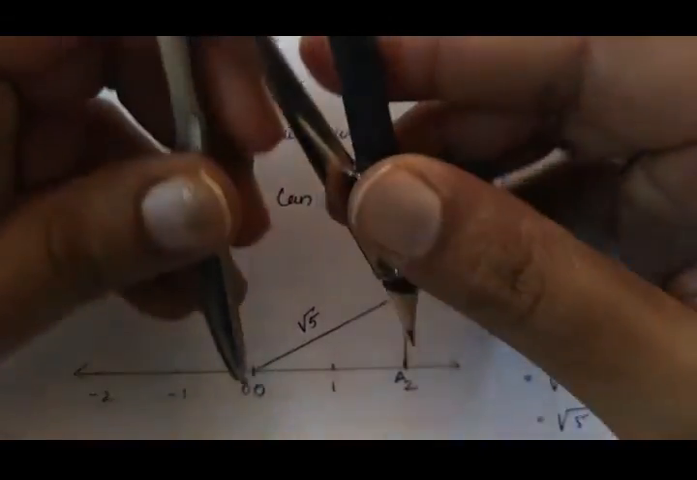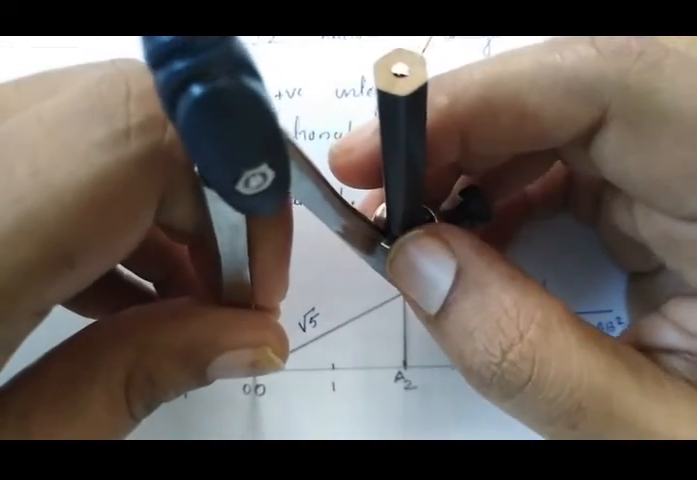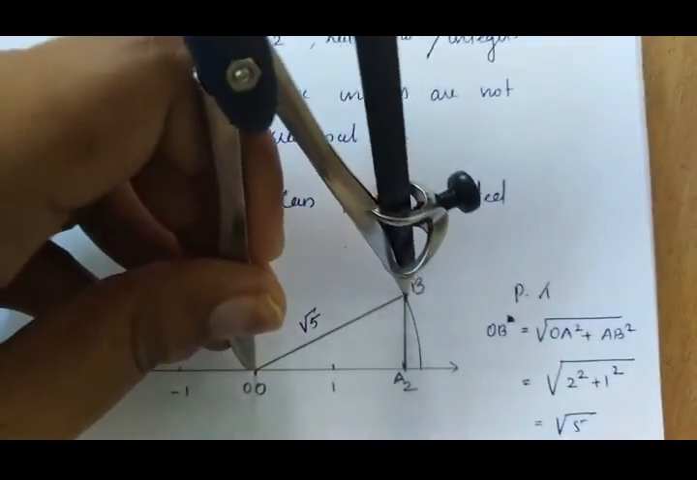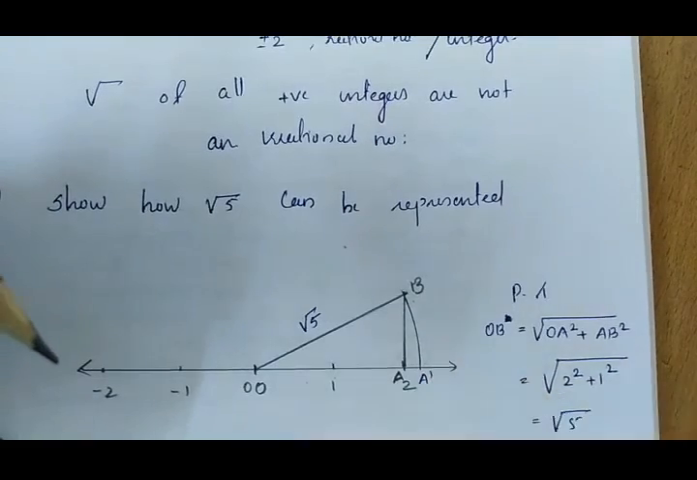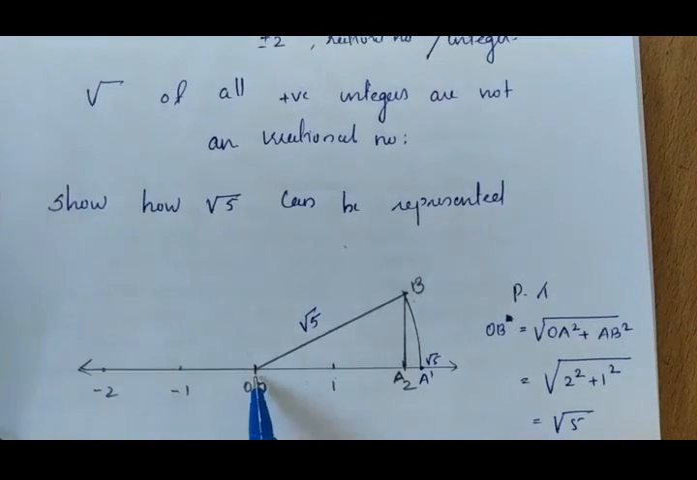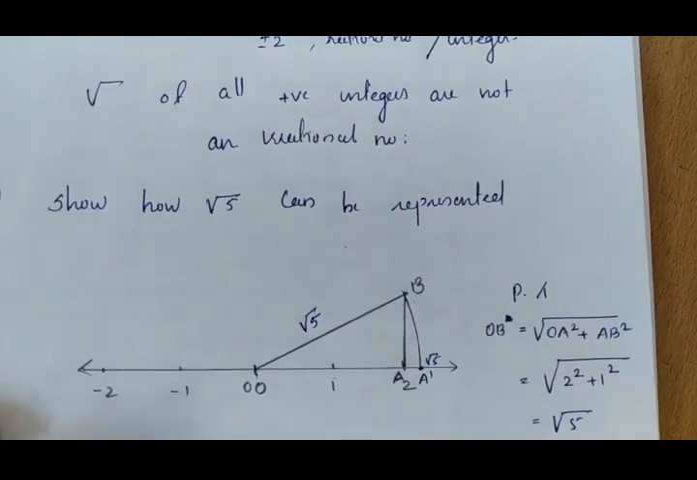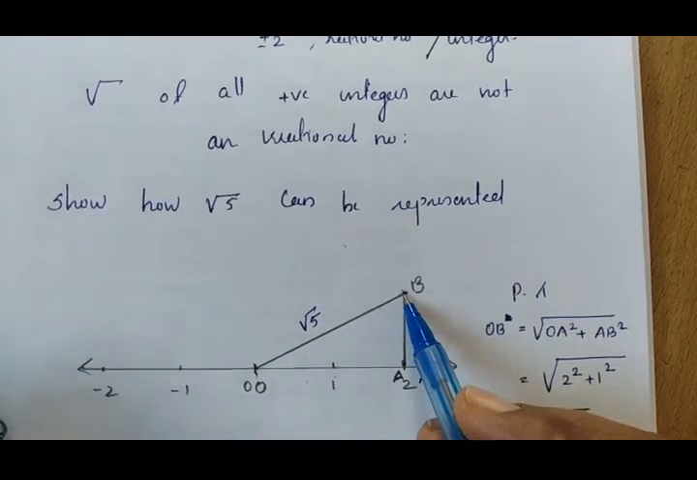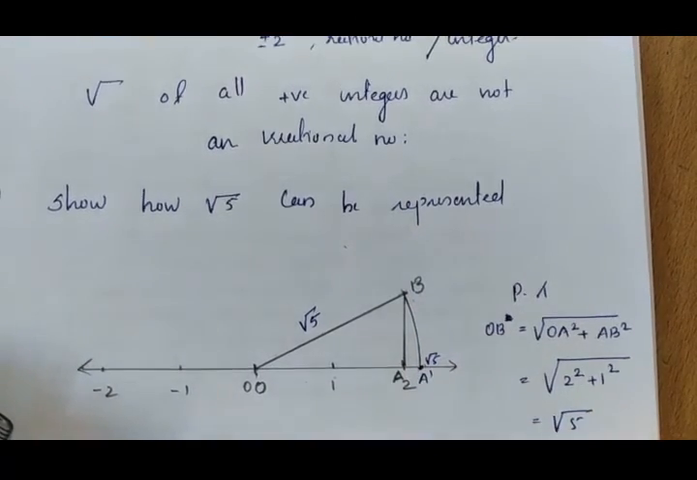So take the measurement root 5, that is OB, and draw an arc to the number line. Mark this point as A dash. This point is root 5. That is, from 0 to A dash the length is root 5. We take this value and mark a point on this number line. This is the point root 5.